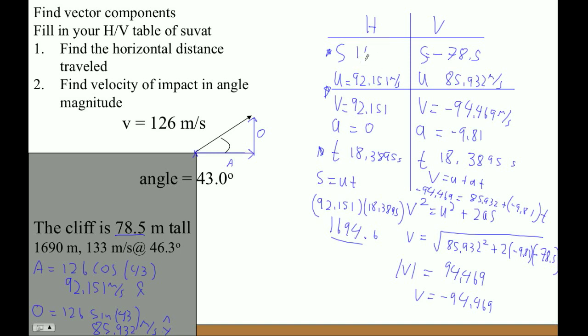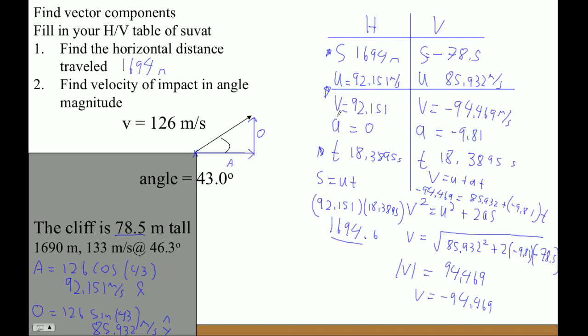1694 is our distance. So how far did it go? Well, with 3 sig figs, I guess you'd say 1690. I'm going to be a rebel and say 1694 meters. So 1.7 kilometers. And then we're going to find the velocity of impact in angle magnitude notation.